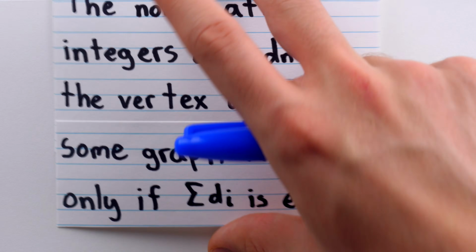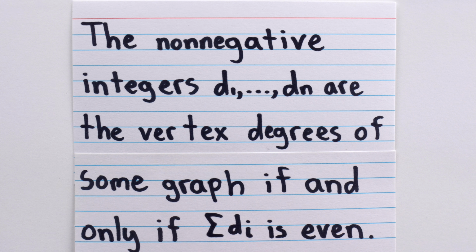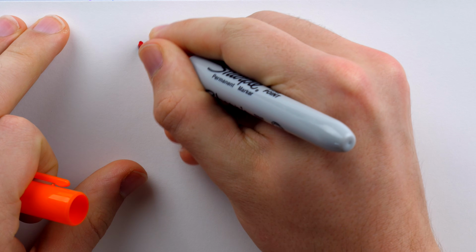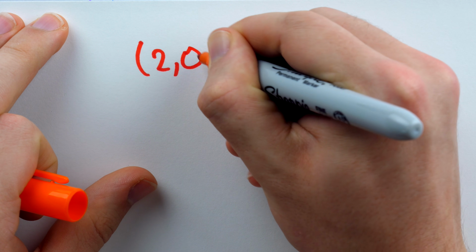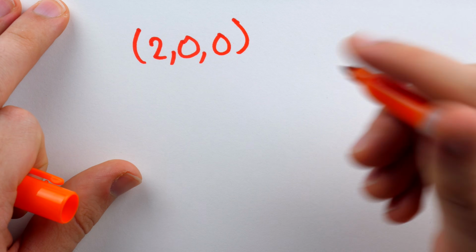So if we allow pseudographs, then indeed, any sequence of non-negative integers will represent the vertex degrees of some graph as long as the sum of the integers is even. For simple graphs, a sequence like 2, 0, 0 causes problems, but in pseudographs, there's no problem at all.